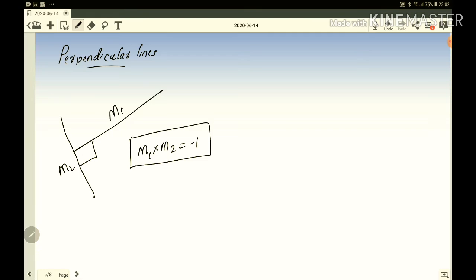So you can use this relation to find the missing gradient if the gradient of the other line is given when they are perpendicular. I will show you one example. See, a line is given. See another line, and they are perpendicular. And here M1 is equal to 3. You have to find the gradient of the other perpendicular line. So we can use the formula M1 times M2 is equal to minus 1. The product of their gradients is equal to minus 1. That is the formula. Then substitute.